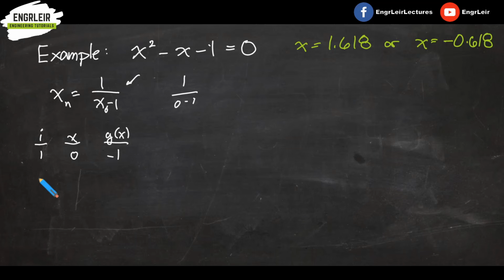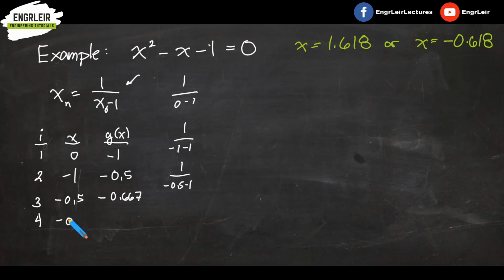And for the next iteration, ano yung value ng g of x? Yun na yung bagong x na gagamitin ko. Then, isa-substitute ko ulit doon sa g of x. So, 1 over (negative 1 minus 1). Syempre, ang lalabas na answer is negative 1/2 or negative 0.5. Then, I will continue. So, third iteration, negative 0.5 na yung bagong x. And, isa-substitute ko ulit siya doon sa g of x. So, 1 over (negative 0.5 minus 1). And you will get negative 0.667.